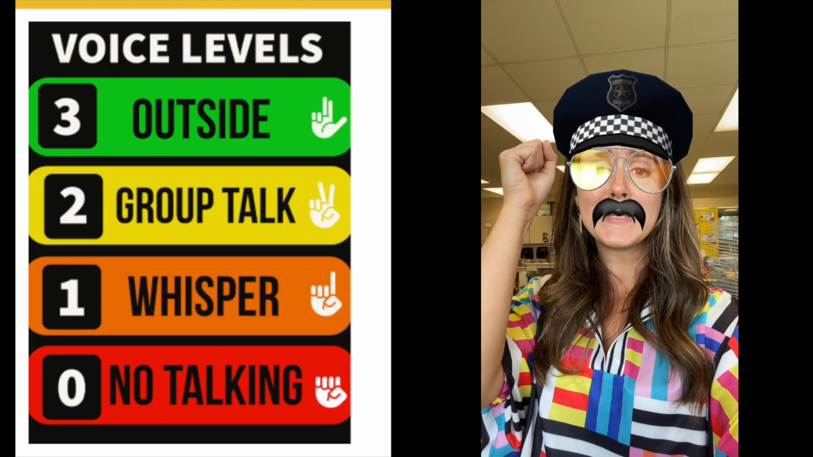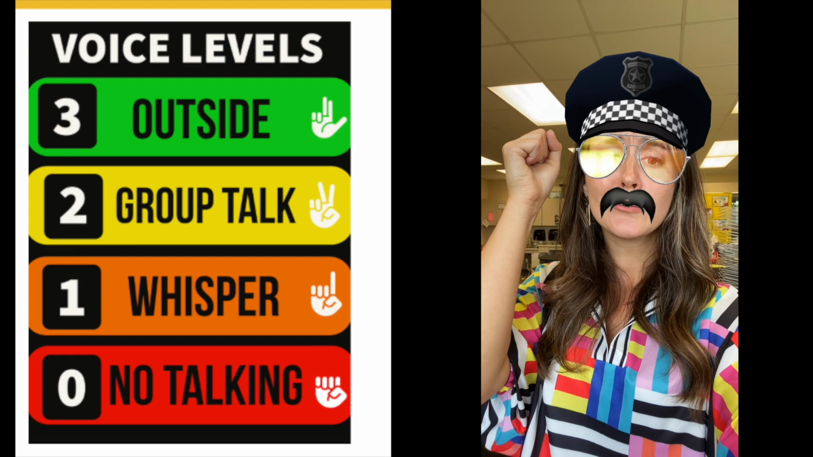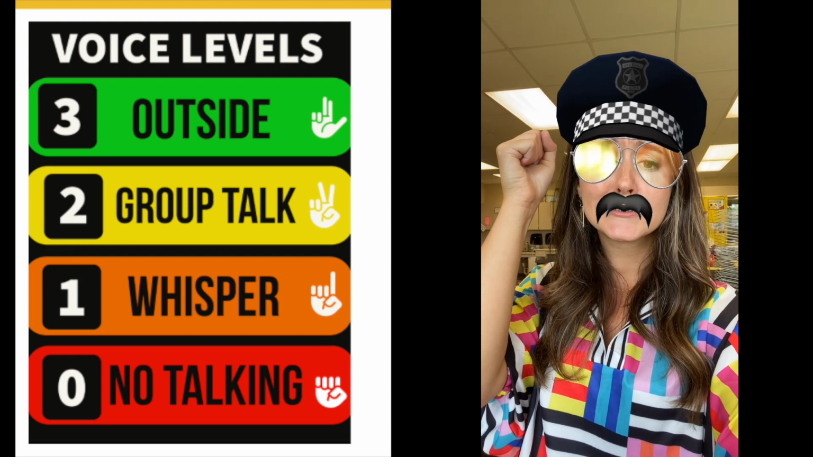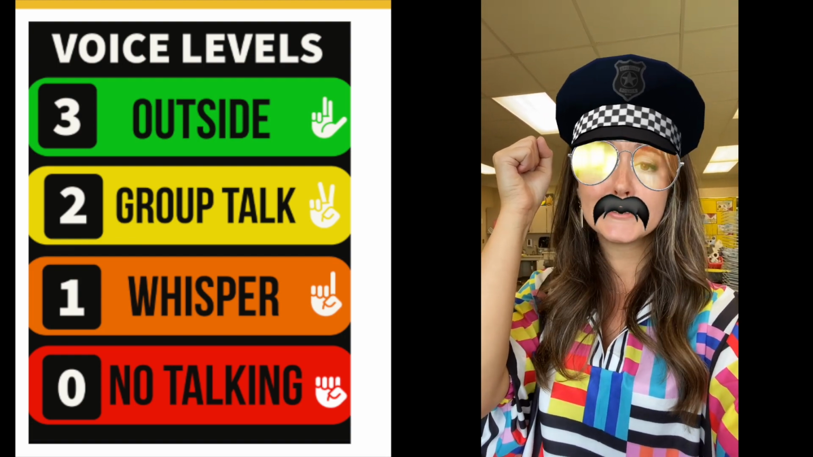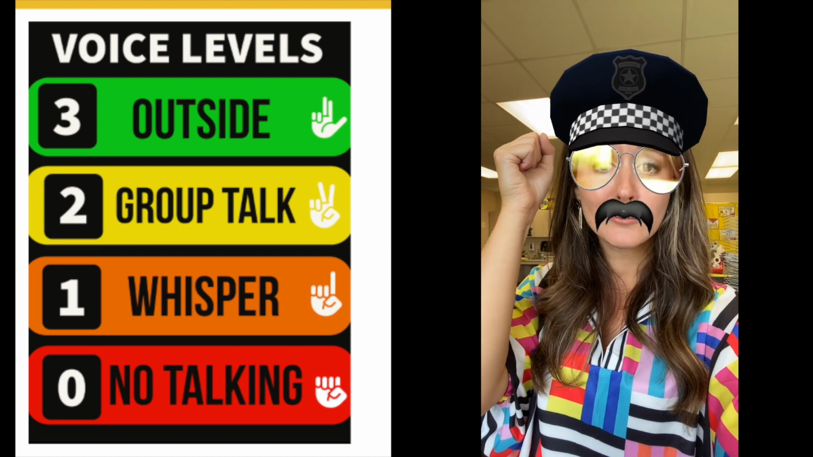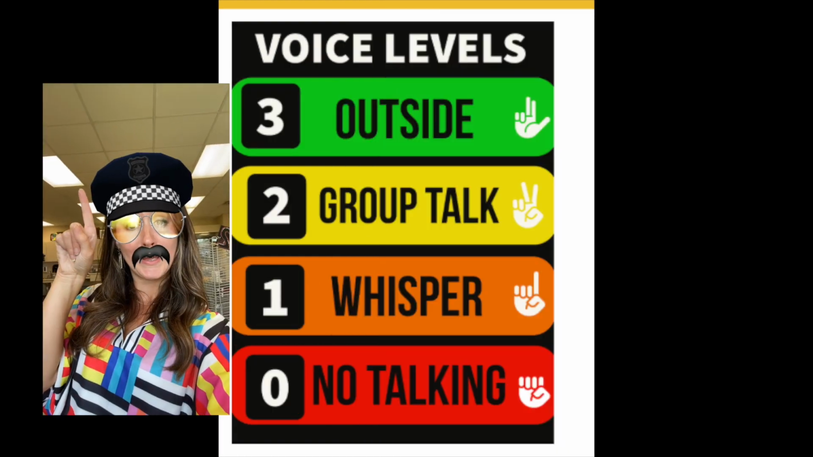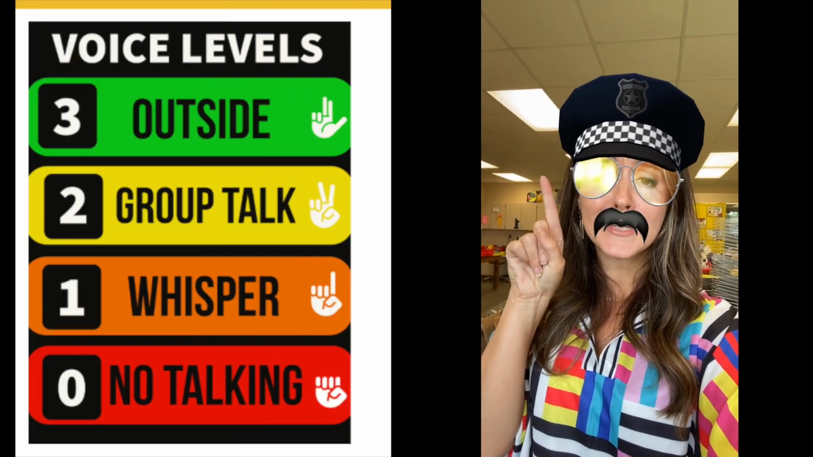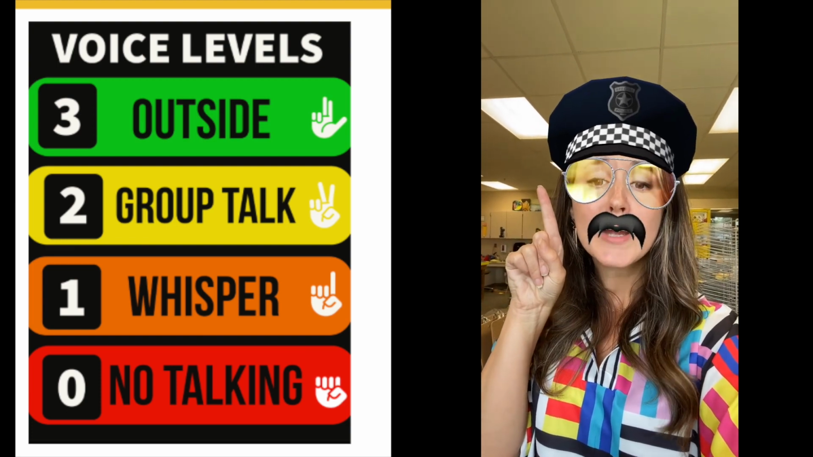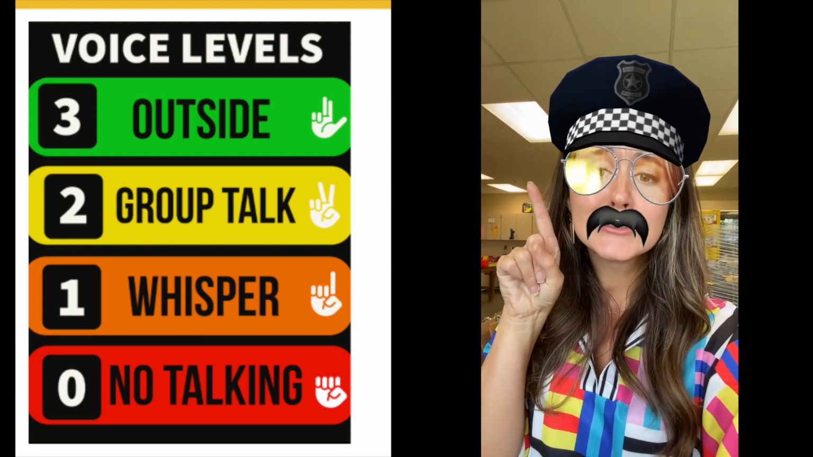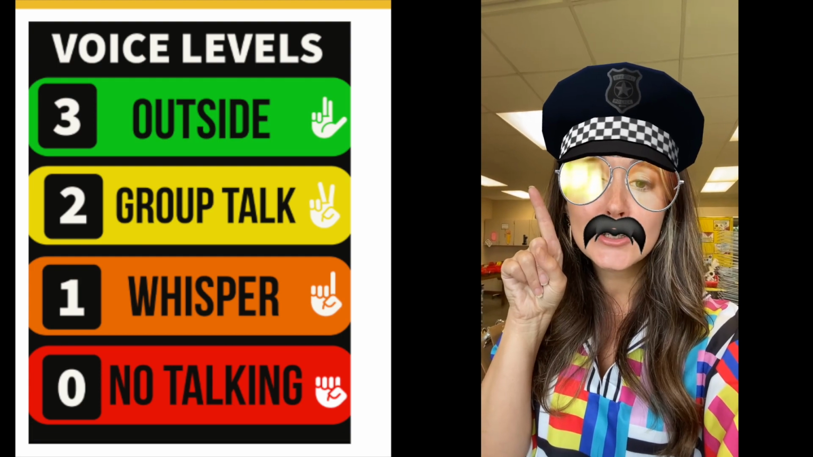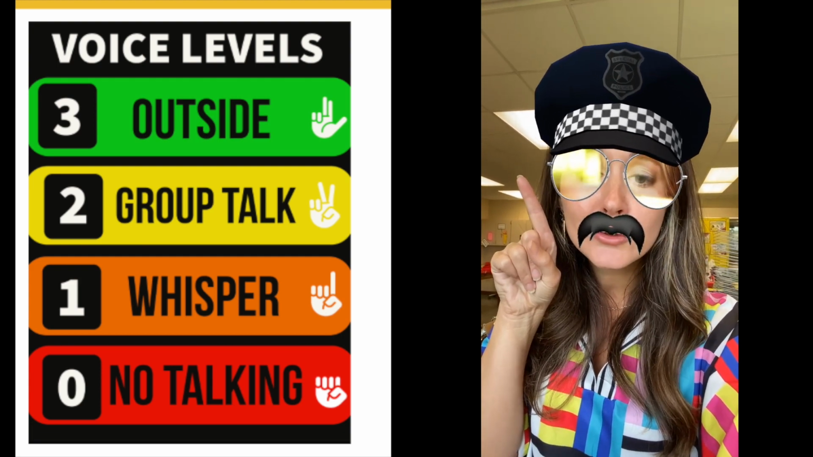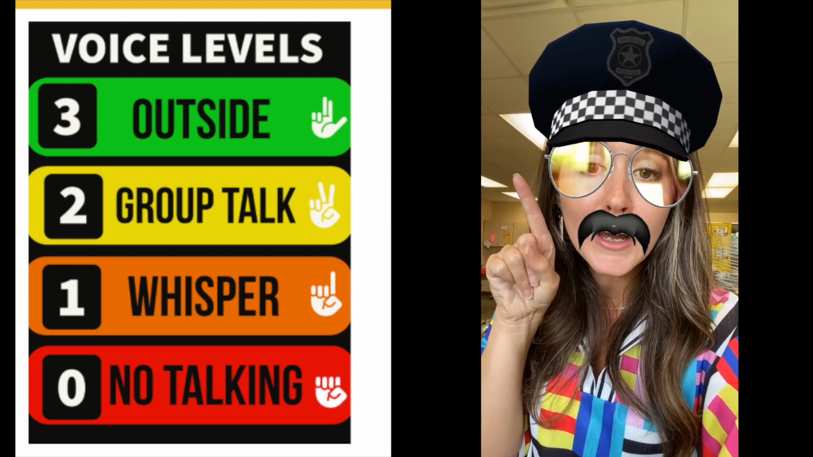0. This means that your voice is all the way off. That means someone's telling you something very important that you need to hear, and they're the only one speaking. 1. A 1 means that you may whisper. You may talk quietly to the person who is next to you, but no one else in the room should be able to hear you.